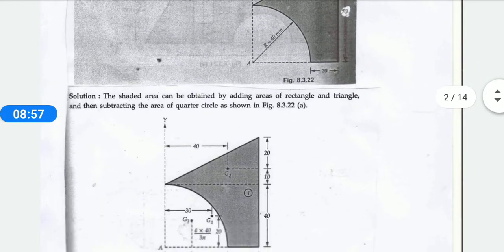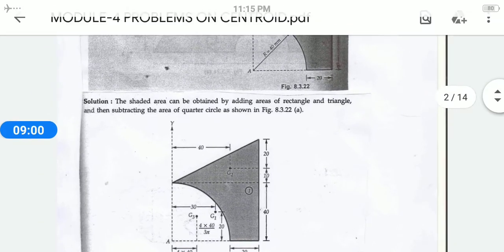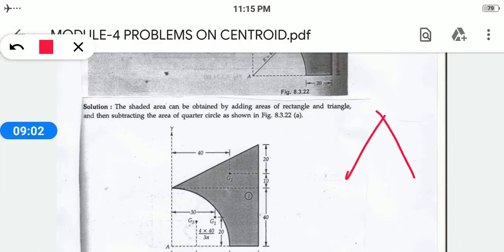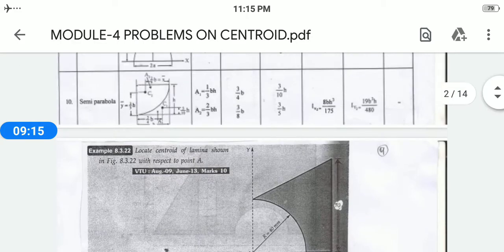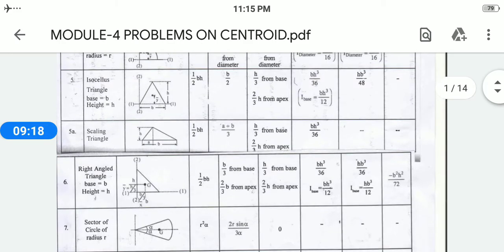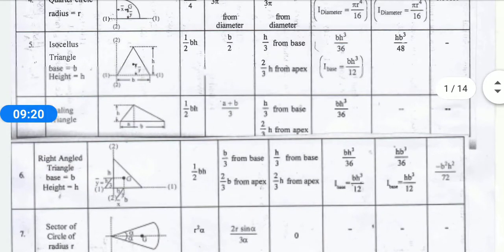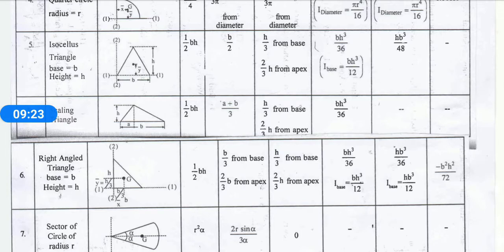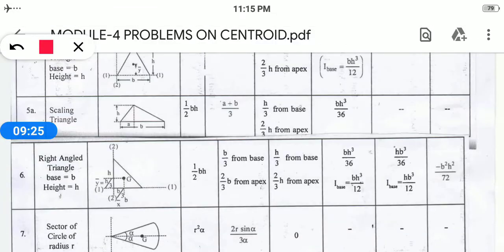You need to know which type of triangle this is. How will you find which type of triangle this is? A normal triangle will be like this. This has an angle of 90 degrees at one end, and at the other end it does not. So this is your right angled triangle. Now you go to the table consisting of the right angle triangle. See, the sixth column will define the right angle triangle. In this they had given the formula as half into BH for your area.